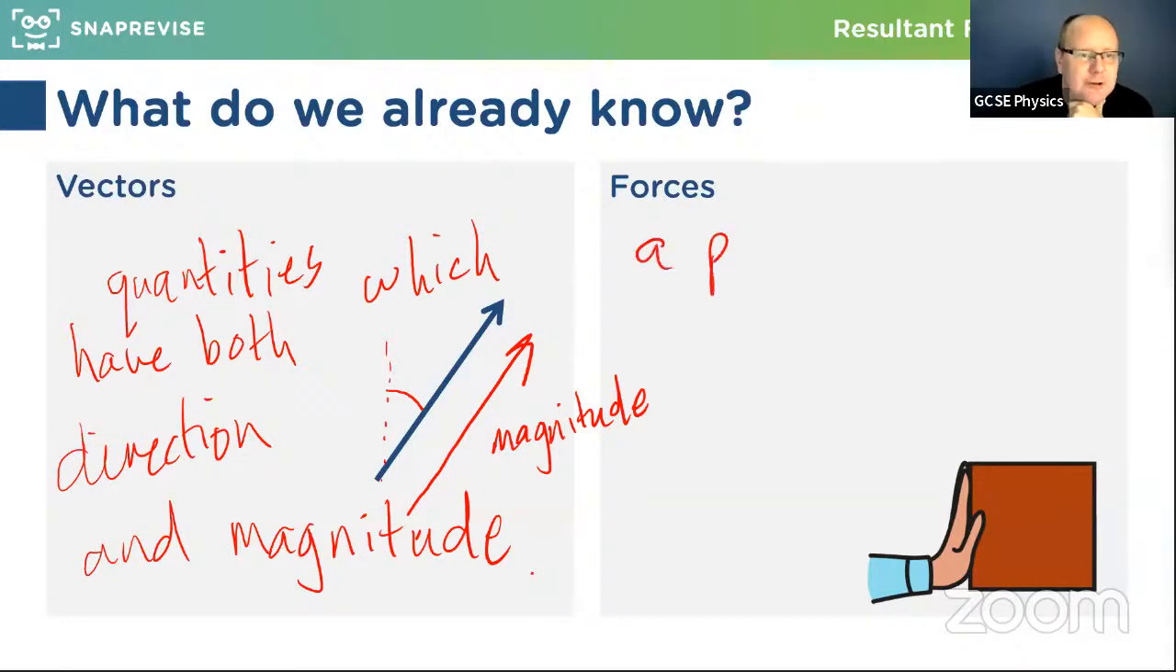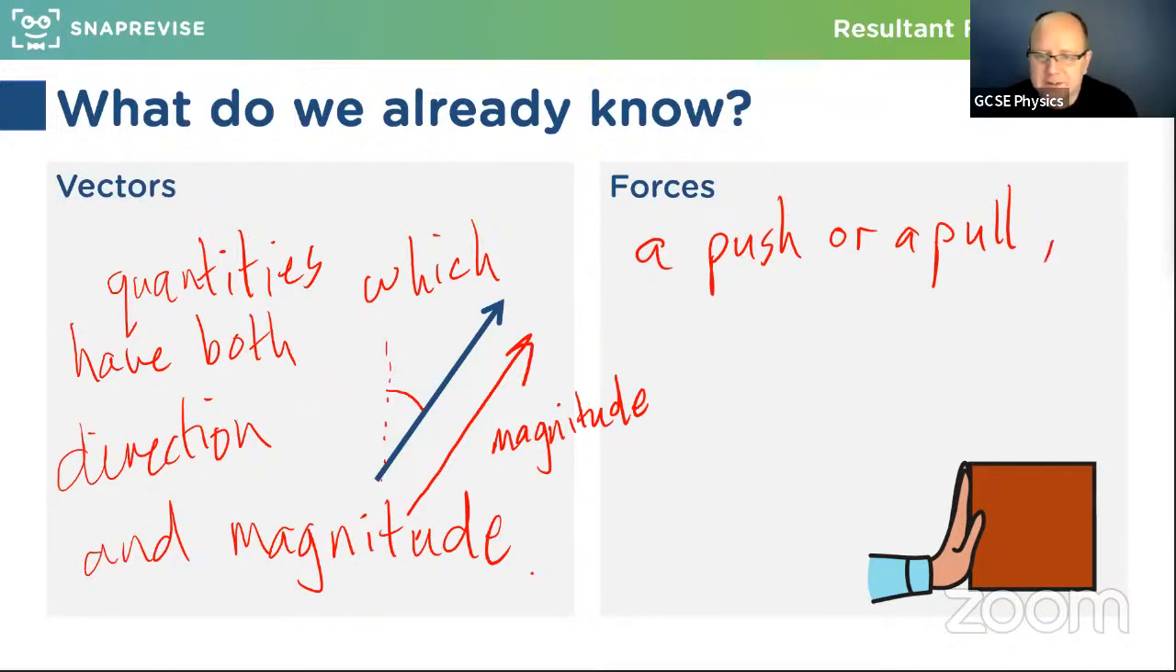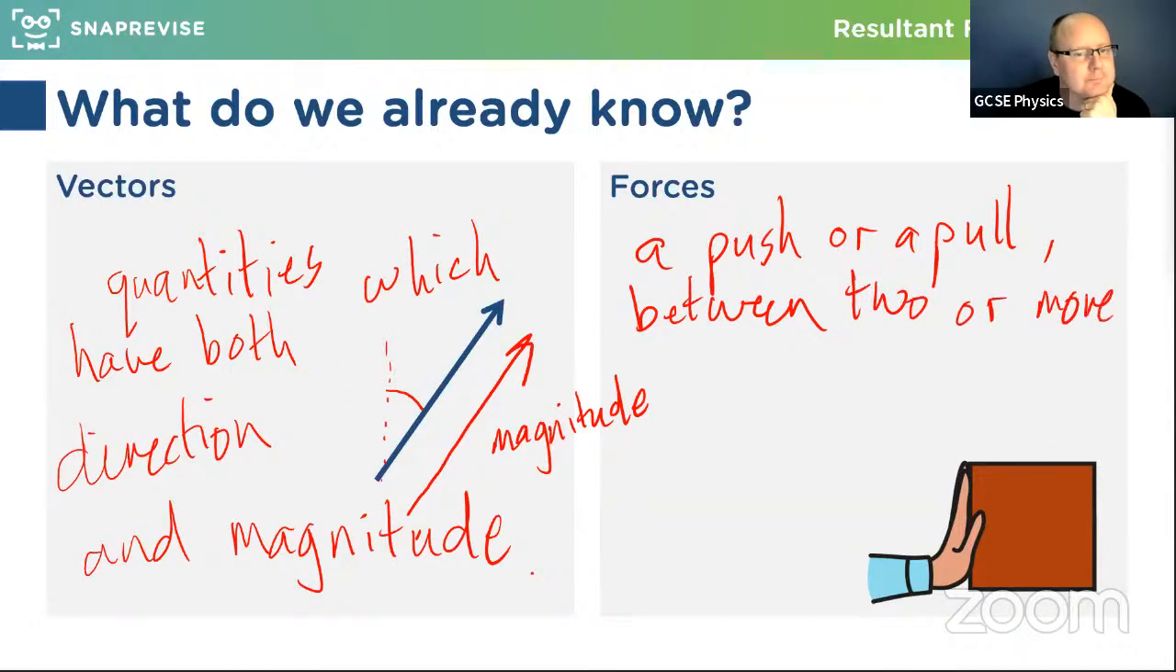Moving on to forces. Forces are a push or a pull, sometimes a squash or a twist, between objects that are either in contact or not in contact. Some forces act at a distance, such as gravity, electrostatic forces, and magnetism. So a push or a pull between two or more objects, and they can be contact or non-contact.